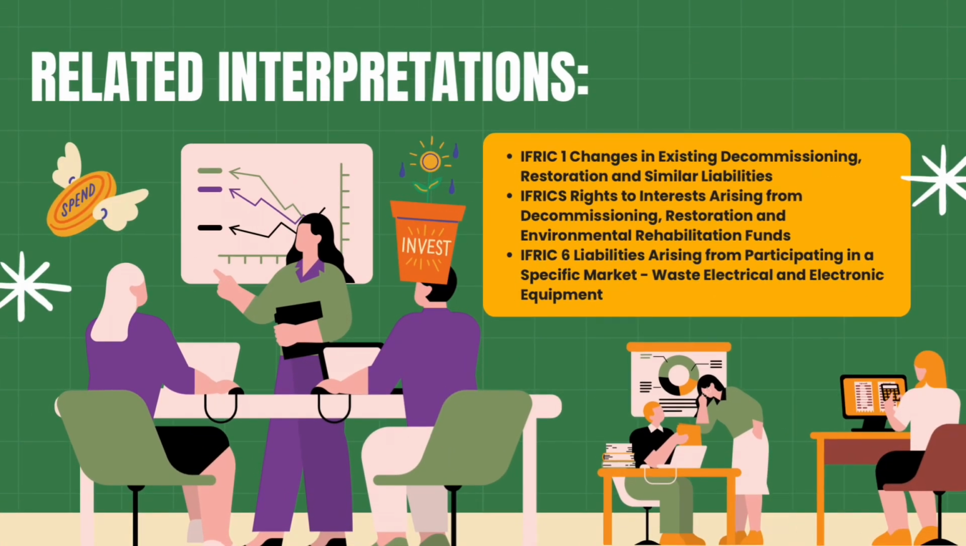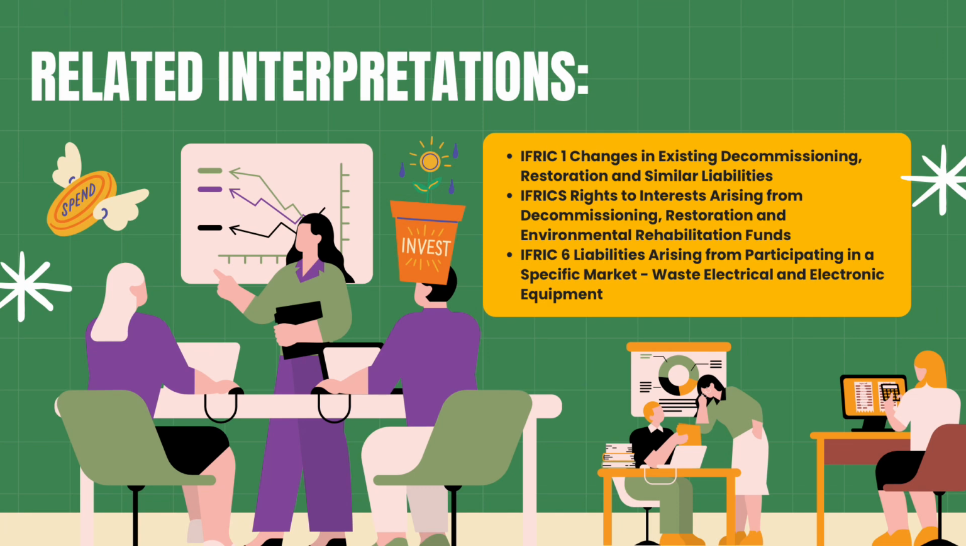Lastly, let's look at the related interpretations under IFRIC, or the International Financial Reporting Interpretations Committee, which clarify the application of IAS 37 in specific situations. First, IFRIC 1. This interpretation deals with changes in existing decommissioning, restoration, and similar liabilities. For instance, if a company operates a mining site, any increase or decrease in restoration costs due to a change in the regulation will fall under IFRIC 1.